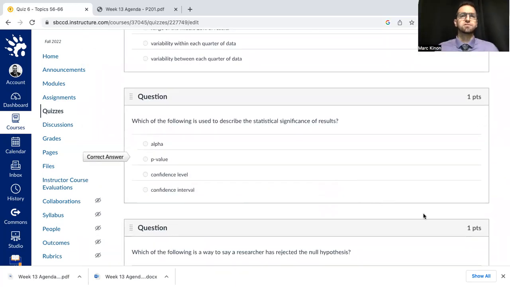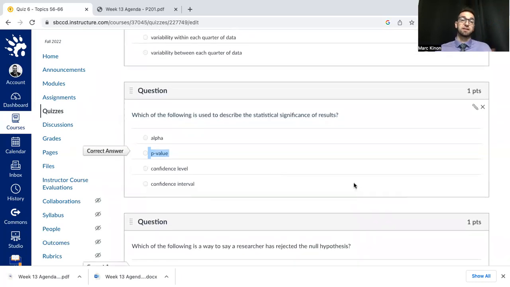Which of the following is used to describe the statistical significance of results? The p-value, and that's what I was just talking to you about when we were talking about the importance of inferential statistics. Making a statement about a population based on sample data, but the key is to use this p-value. Once again, I'll just restate it because I think it's very important and I think a lot of people don't understand.